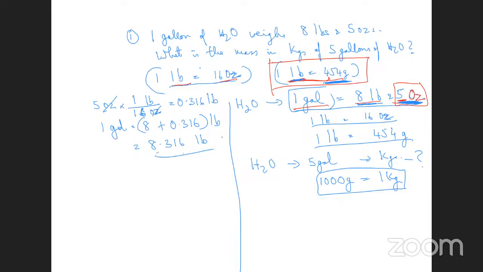Now the next step is to convert the whole thing. So 8.316 pounds. I cancel out pounds by converting to grams. I cancel out grams by converting to kilograms. Then I should get the desired value in the desired units. For grams to pounds, we have given 1 pound is 454 grams. 1000 grams is 1 kg. Now it's a matter of multiplying and dividing. So 8.